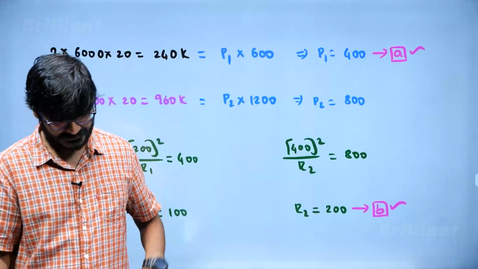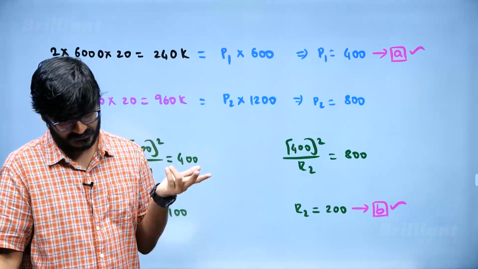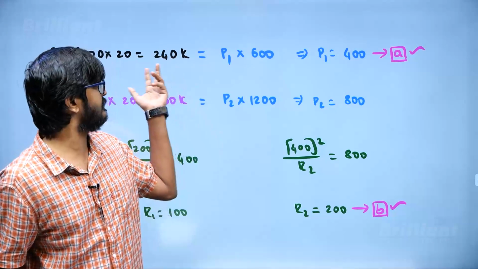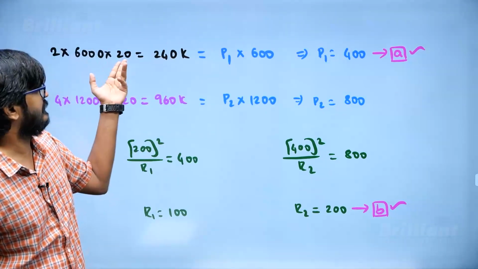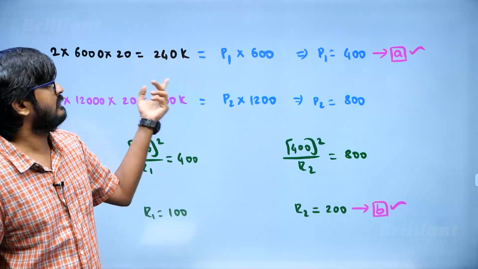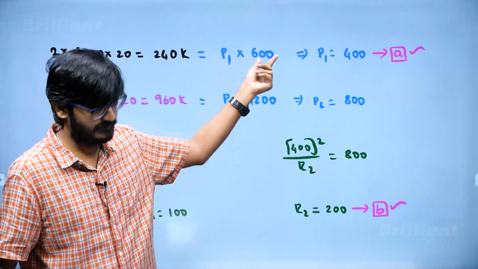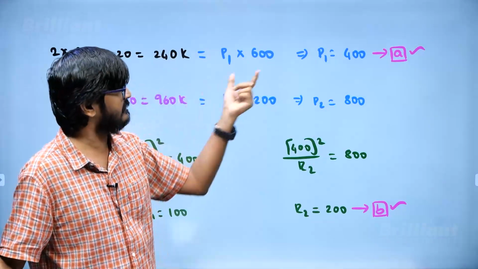So in the first case they said liquid A mass 2 kg, temperature change 20 and specific heat capacity 6000. So what is the energy needed? m s delta T, which is 240 kilo. Now this much energy, where has it come from? From the first heater whose power is P1 and time is 10 minutes. 10 minutes is 600 seconds.